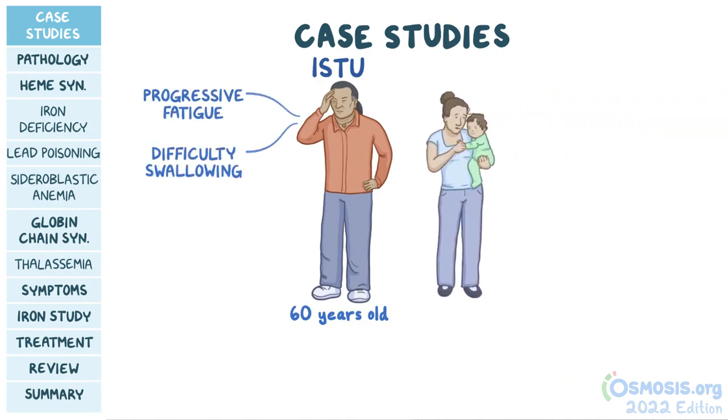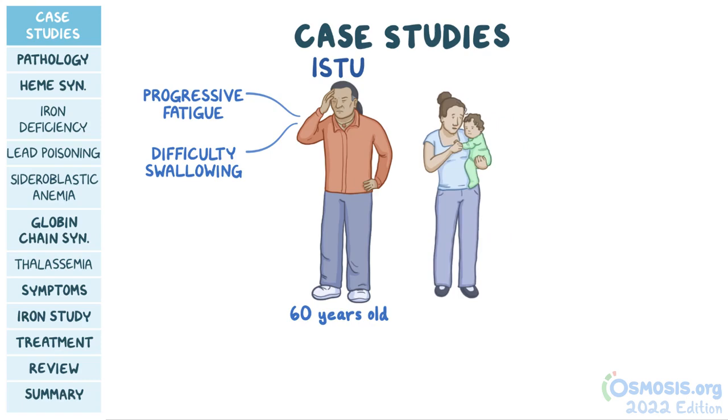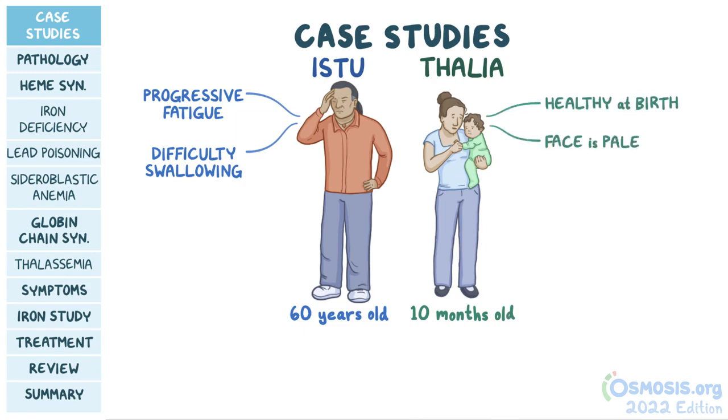Next to him, there is a mother from Greece with her child Thalia, who is 10 months old. Little Thalia appeared healthy at birth, but in the past 2 months, her mother noticed that her face was often pale, she's been less active, and there was a mass in her belly.